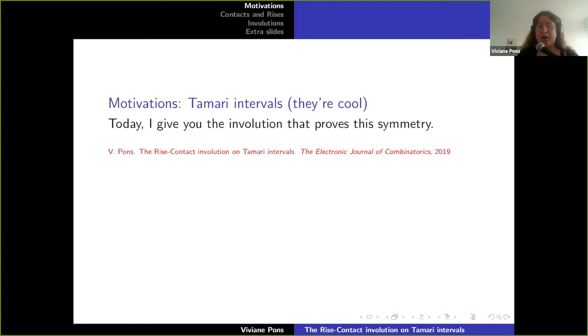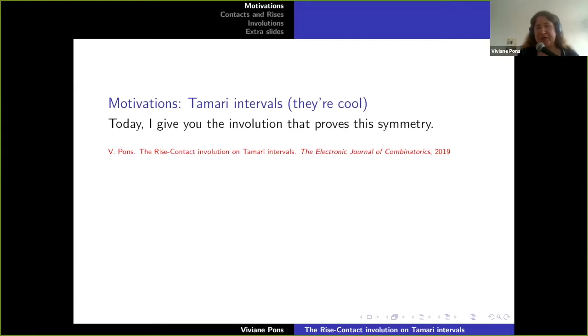So the goal of my work was to give a combinatorial involution that proves that the symmetry is there. That's what we are going to do today. I'm going to present the case of the classical Tamari lattice, but it also works for the m-Tamari lattices. All the details are in the paper if you're interested, and I even have some extra explanation on this slide if people want to know more about the m-Tamari case.